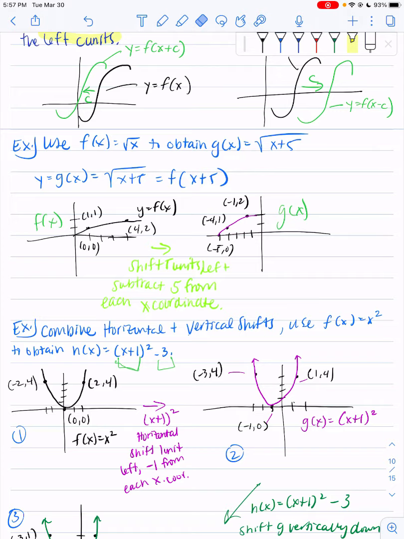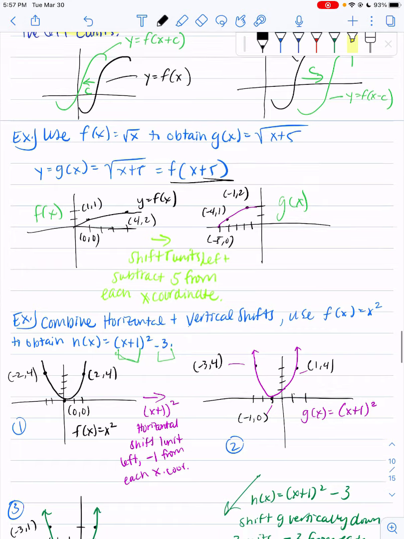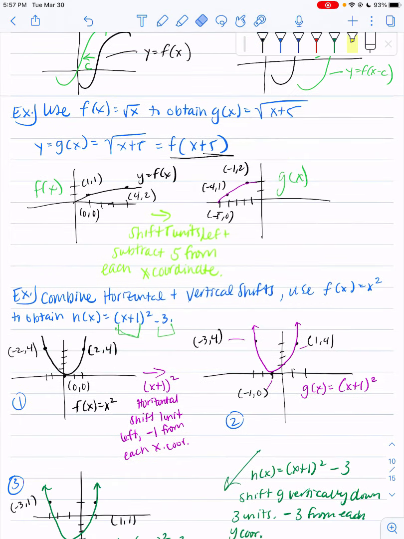So I have that y equals g of x is really square root of x plus 5, which is really, if we had f of x plus 5, then we would be plugging the x plus 5 into the x value, which is how we know we have a horizontal shift here.